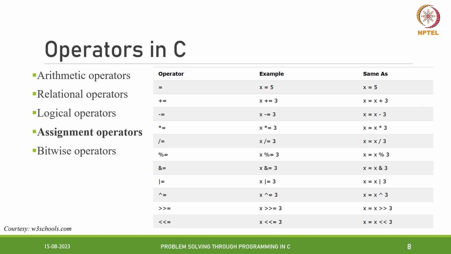Okay. So we are looking at assignment operations now. Assignment operations are basically like x equals 5. That's the most basic assignment operation. Then you have plus equal to, which we write in this form, and it means that x equals x plus 3. Similarly with all the arithmetic operations.